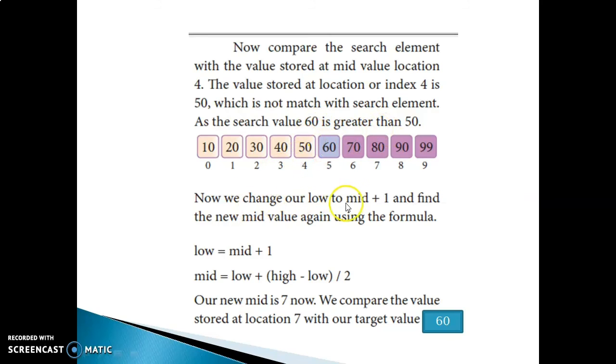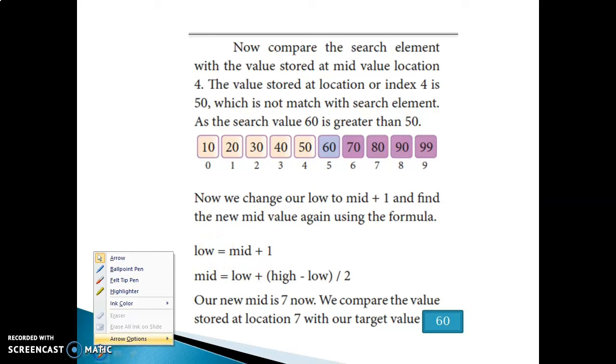So now we change our low to mid plus 1 and find the new mid value. Again we are going to divide this array into 2 intervals. So for that we calculate the low value. Here the low value is equal to mid plus 1. The last mid value is 4, so 4 plus 1, now the low value is 5.